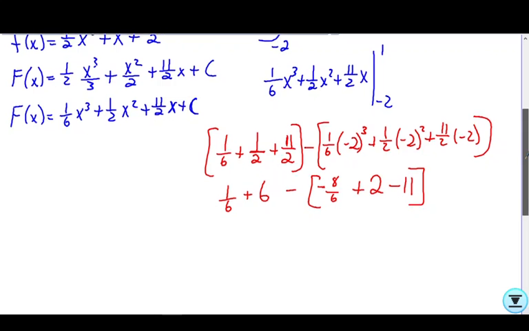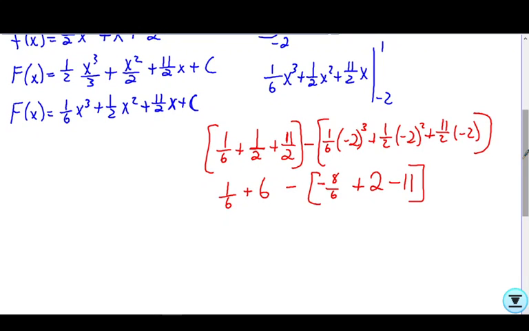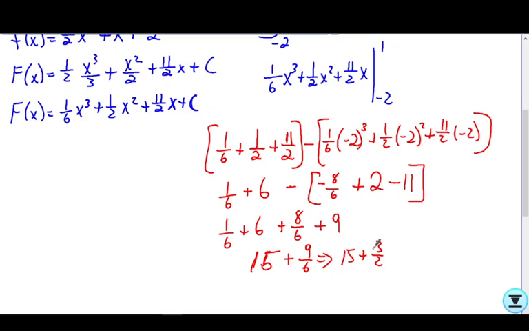Just simplifying. Then I get 1/6. I'm still not adding these, I'll show you why. Now I distribute the negative in, so I get positive 8 over 6 plus 9, because -11 plus 2 is -9, and this makes it positive 9. Add up my like terms, so I get 15 plus 9 over 6, which is therefore 15 plus 3 halves, which is 16.5. And that is the area.